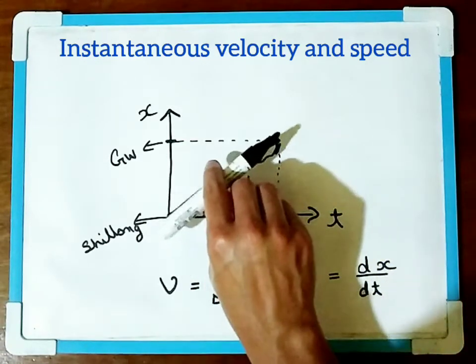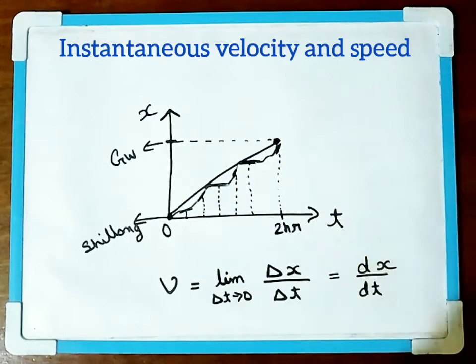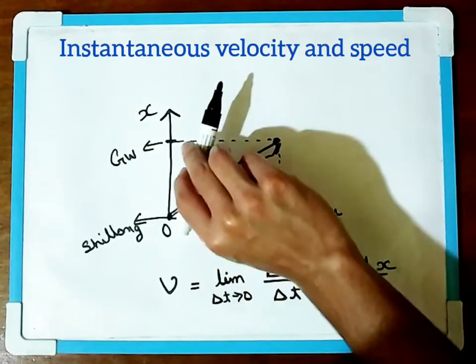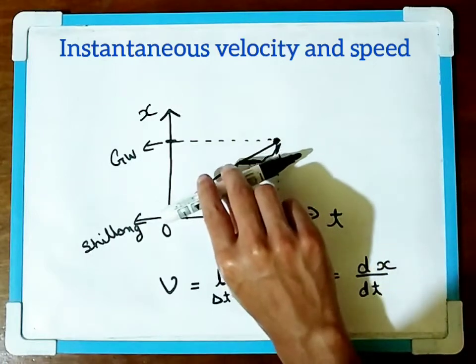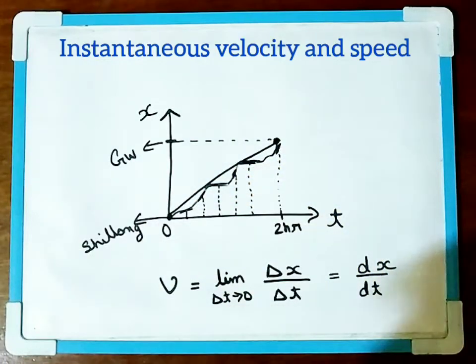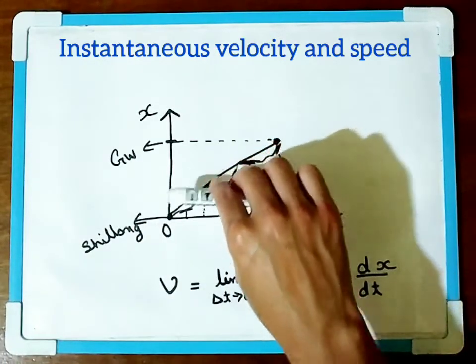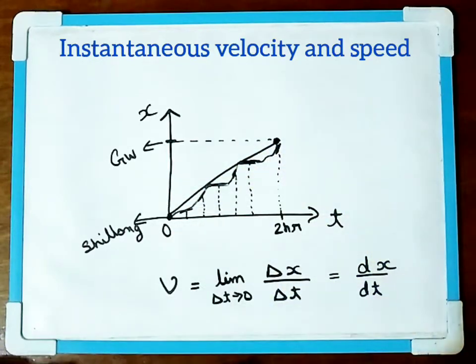Remember, the slope of the line will actually give you the idea of the velocity. If your slope is very slant, the velocity is high. If your slope is not that slant, then the velocity is low. And if your line is straight, then the slope is 0 and the velocity is 0. So that is the idea of instantaneous velocity.